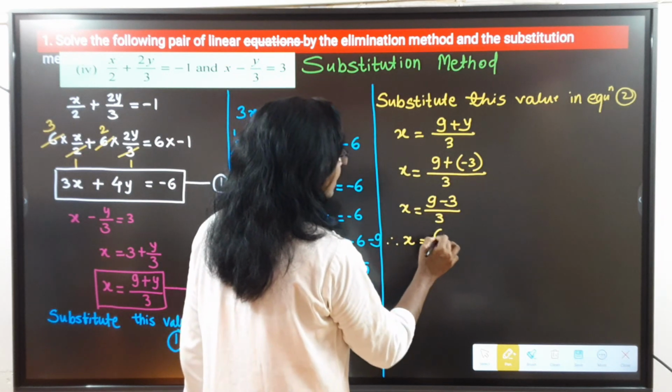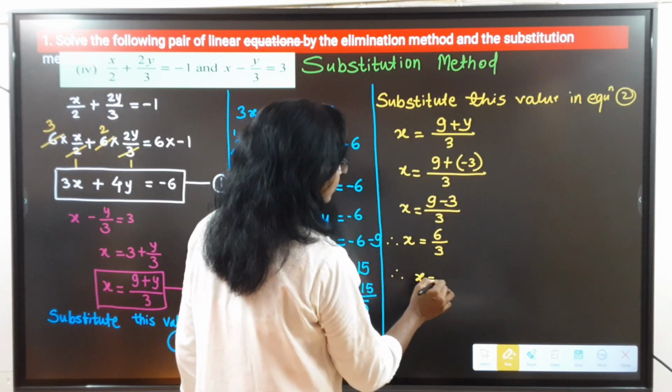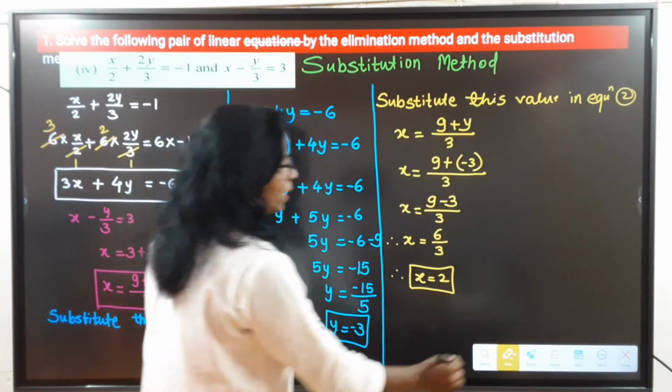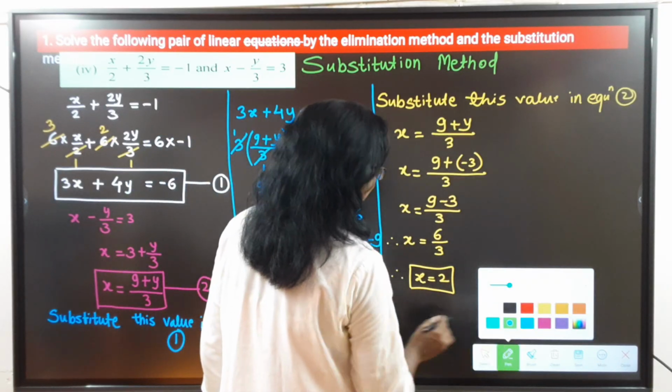Therefore x is equal to 6 upon 3. Therefore x is equal to 3 to the 6. So x is equal to 2. Okay. So finally we can write, students here.